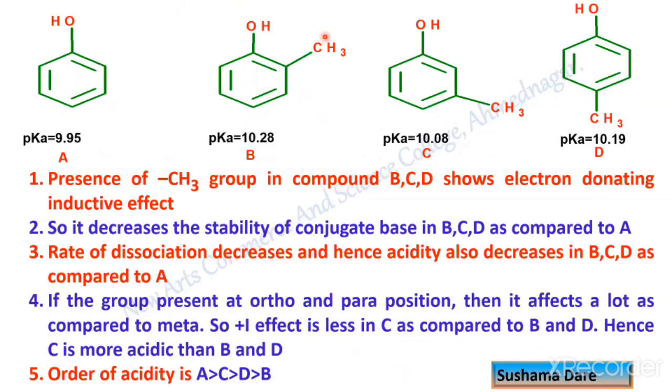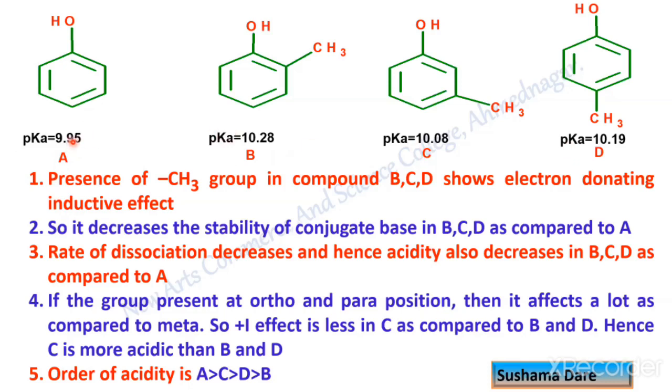So what is the role of the CH3 group? As an alkyl group, the CH3 group is an electron donating group. So the presence of the CH3 group in compounds B, C, D shows an electron donating inductive effect. While in the case of phenol, as the electron donating inductive effect is absent, the phenoxide ion is more stable. That is, the conjugate base of A is more stable, hence the rate of dissociation of A is fast, and from the pK value you can see this is 9.95 as compared to the remaining.